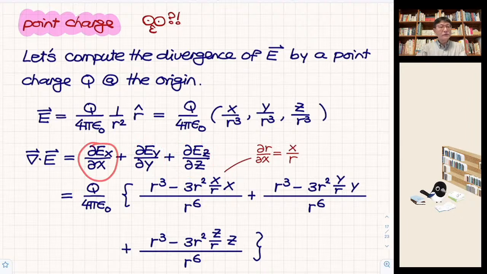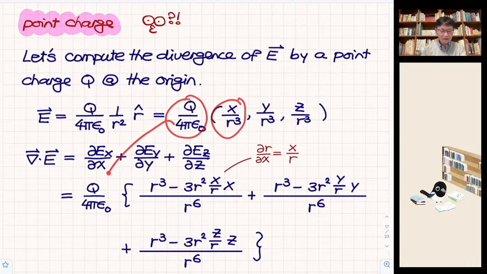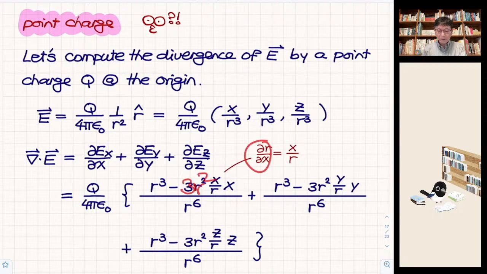So what is the partial derivative of Ex with respect to x? Well, take this term, right? Constant, just copy it here. You don't need to do anything with it. Taking this, you square the denominator, that gives you r to the 6. Taking the partial derivative of the numerator times the denominator, that is also simple, minus the numerator times the derivative of the denominator. And taking the partial derivative of r cubed gives you 3r squared, and then partial r partial x turns out to be x divided by r, so that is this one here. So that's what you got.